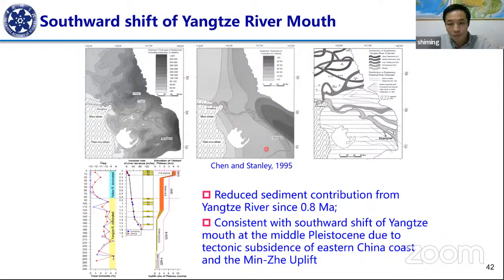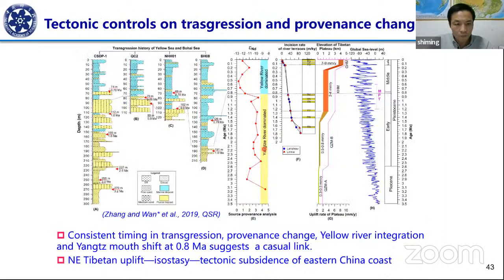So this southward shift of the Yangtze River mouth is related to the regional tectonic activity. This is important. And based on all these studies and reviews, with the consistent timing of the transgression through the East China Seas and the provenance change, and also the Yellow River integration and the Yangtze River mouth shift at the same time, at around 0.8 million years.